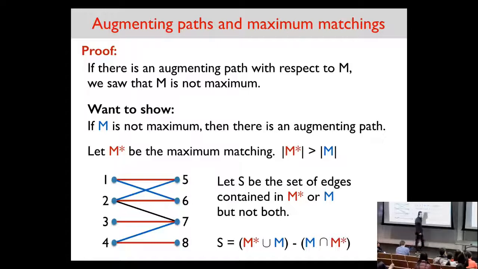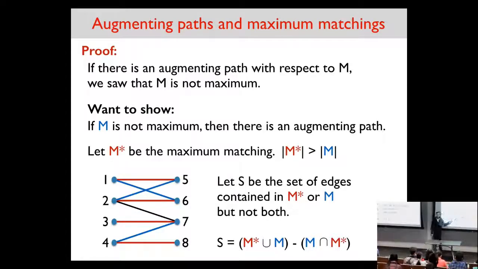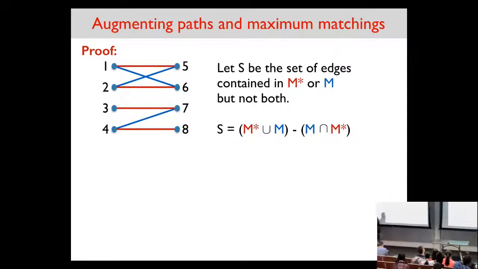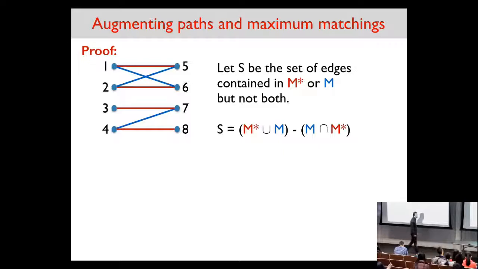Now, my goal is to find an augmenting path in S with respect to M, with respect to the blue M. And here you can see that it exists. Here's an augmenting path right there. But of course, this is one example. That doesn't prove anything, so we have to argue about this more generally. But okay, this is our set S.